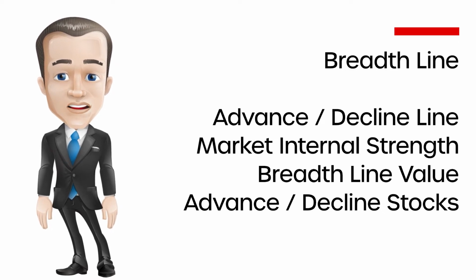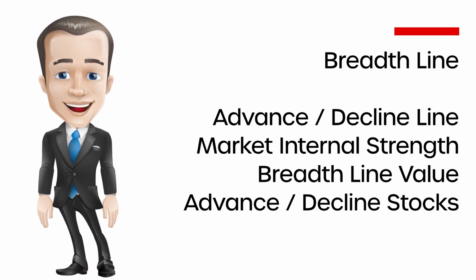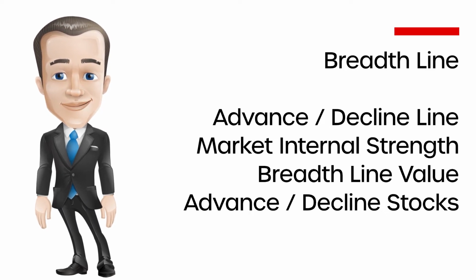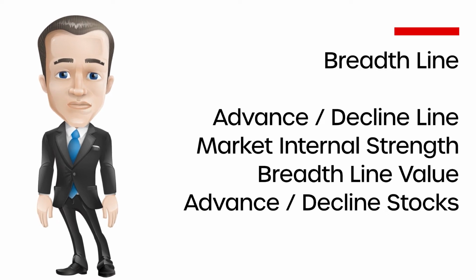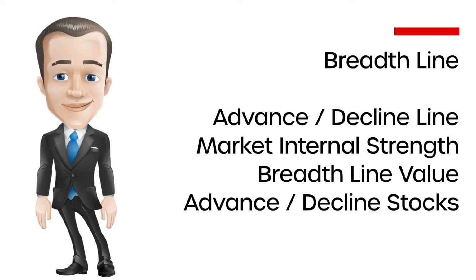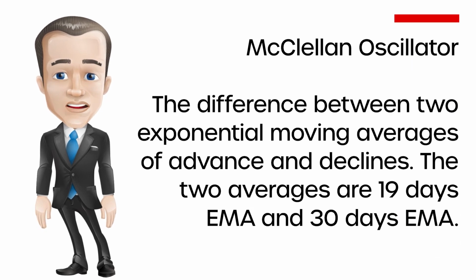and vice versa. When the stock market averages are rising but the breadth line is not rising, then negative divergence occurs, which means that only a few stocks are participating in the move and traders should be cautious when trading in the index. McClellan oscillator.